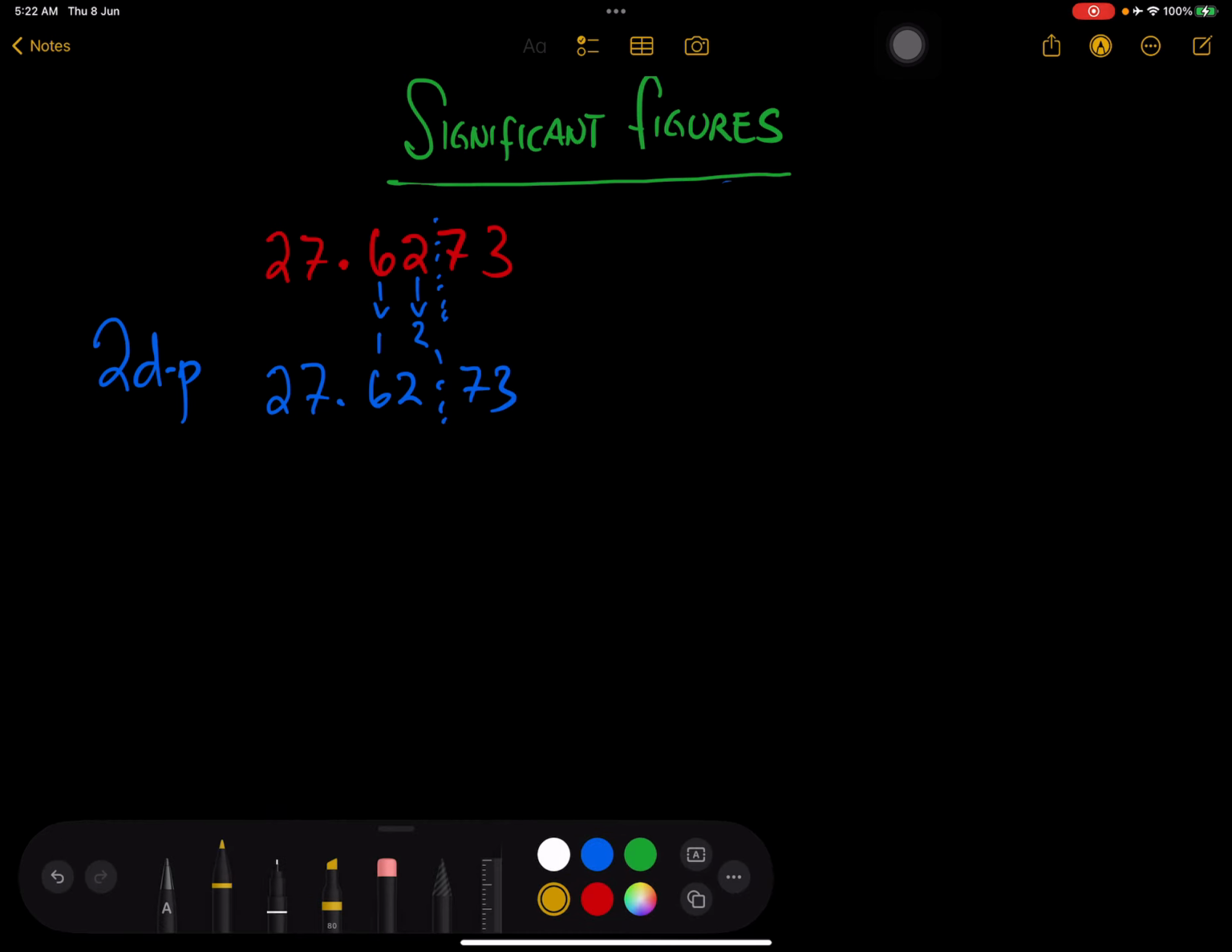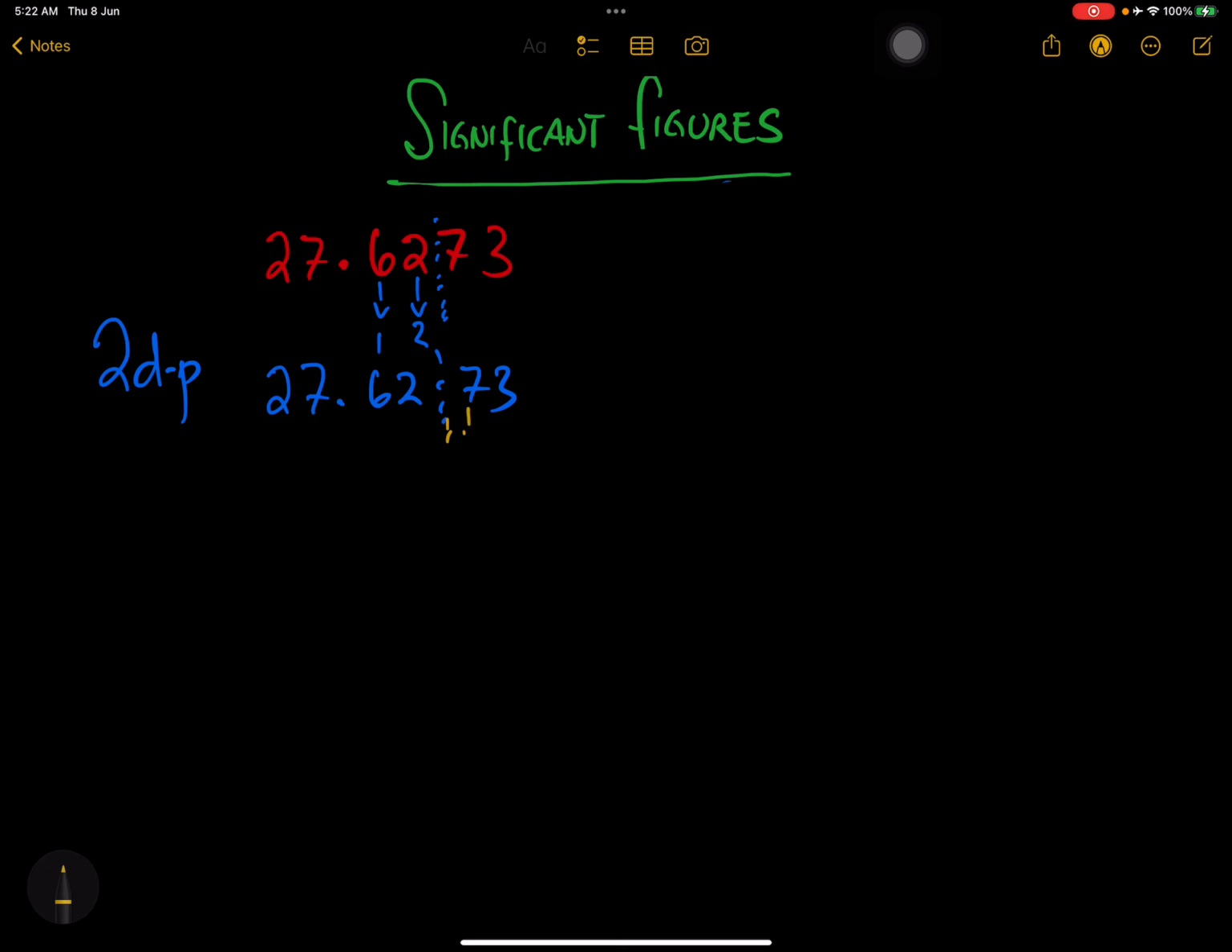And we ask the question, is this greater than or equal to 5? And it's yes. So we're going to add 1 to the 2. So we're going to have 27.63, with the equal to sign as always. And then we have what? Two decimal places.